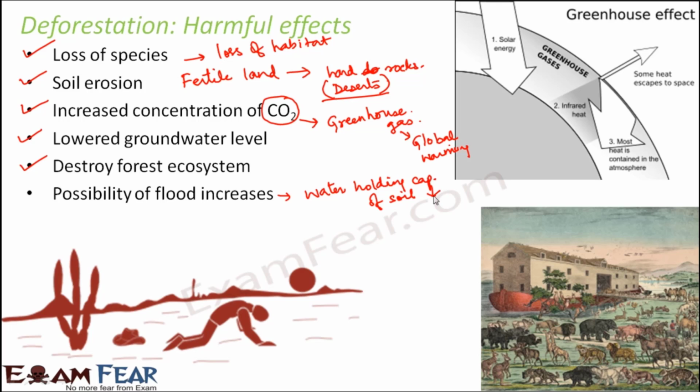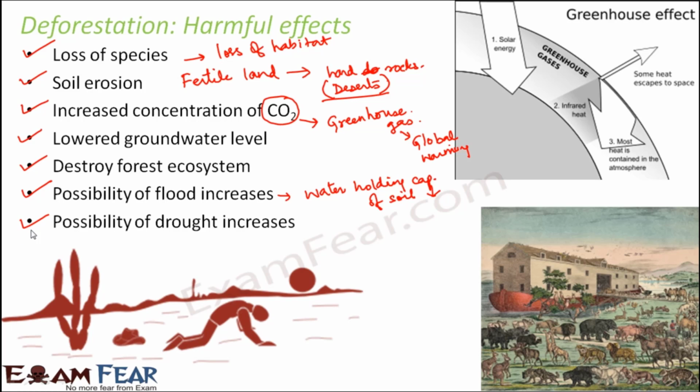So, that is what we call a flood, because whenever the water holding capacity of the soil is good, the water will be taken in by the soil, the soil will hold a lot of water, and then it will pass the same water into the ground, and that is how the groundwater level will also increase. But now, since there are no plants, the soil is not able to hold enough water, so water is not penetrating into the ground, so most of the water is present on the surface, and that is causing flood. Therefore, the possibility of flood will increase.